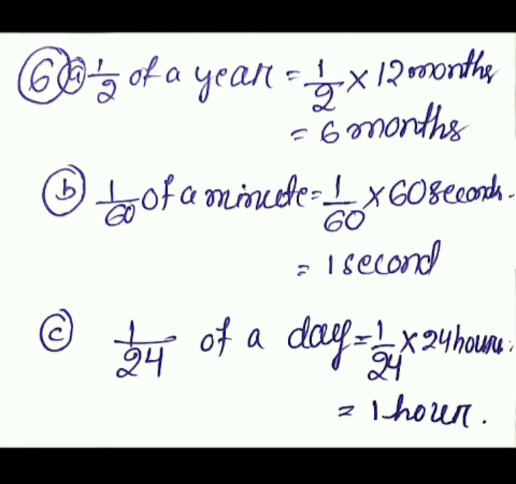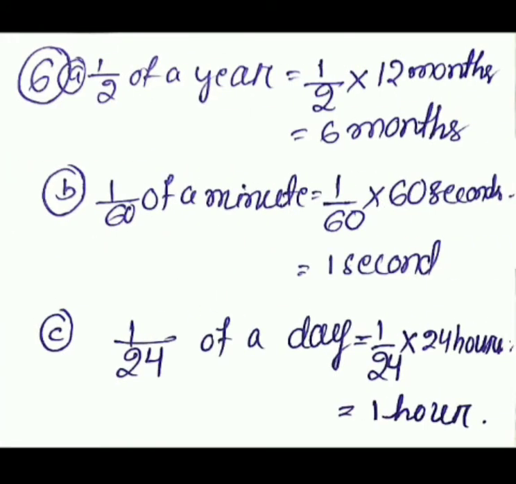So 60 and 60 will cancel out. You will get 1 second. Like that, 1 by 24 of a day means 24 hours. 24 and 24 will cancel out. You will get 1 hour. Just see here.